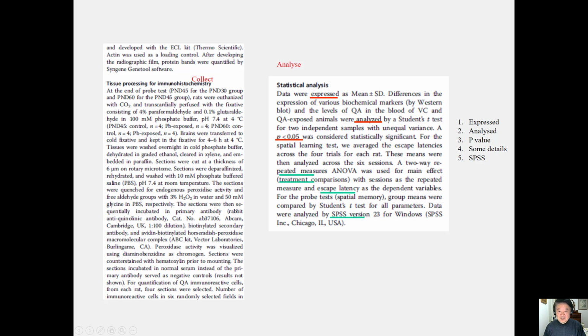And then you have the p-value and the two-way repeated measures, because they measured sequentially in terms of time, at different time points. They used repeated measures. So now this is how they measured, etc. They used SPSS. Here is how the data were expressed, how they were analyzed, what the p-value was set at, an alpha value of 0.05, and they give you some details on how they analyzed it. Then finally they tell you what program they used, which is SPSS.